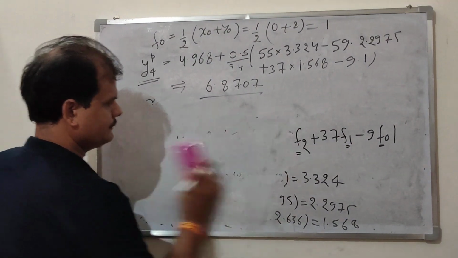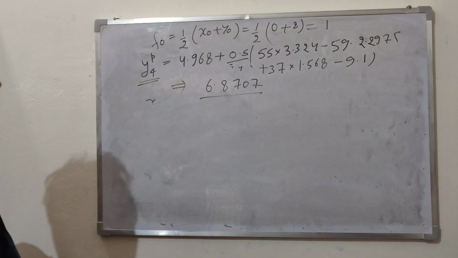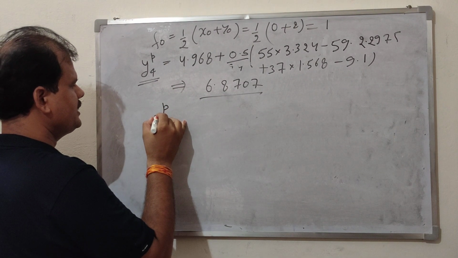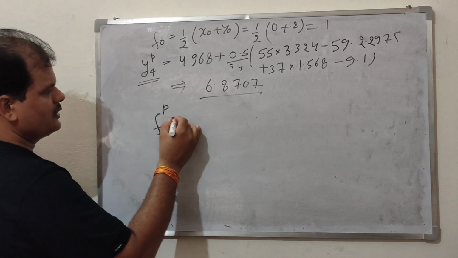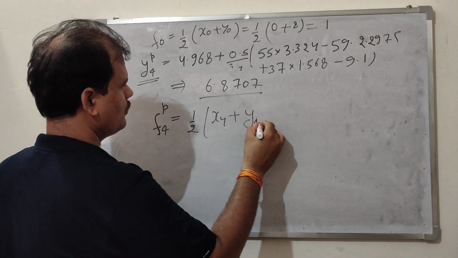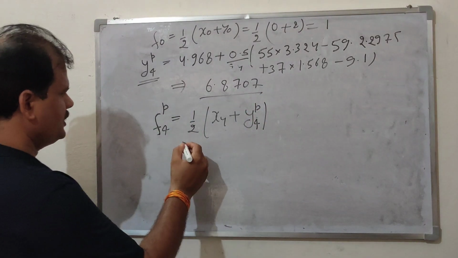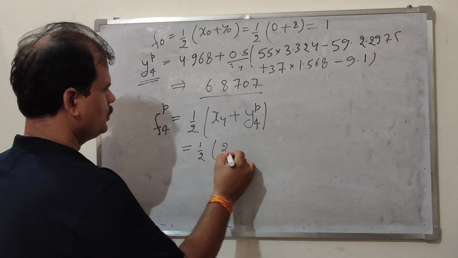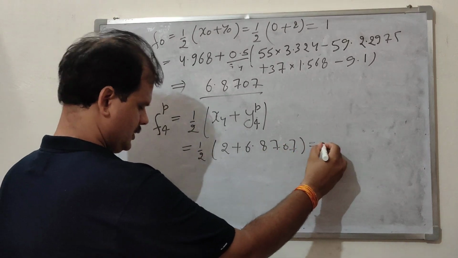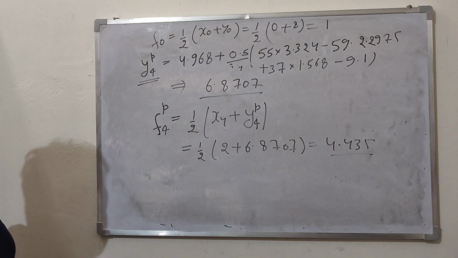Now we'll find the f4 predictor value, because we need it in the corrected value. This will be 1 by 2 x4 plus y4p, so 1 by 2 into 2 plus y4p, equal to 6.8707. So this will get 4.435. So this is f4 using the predicted value.